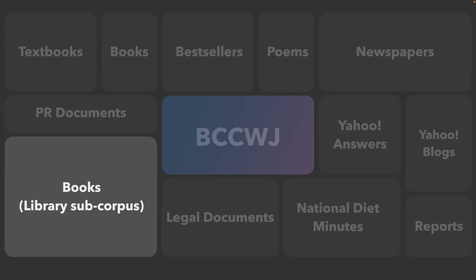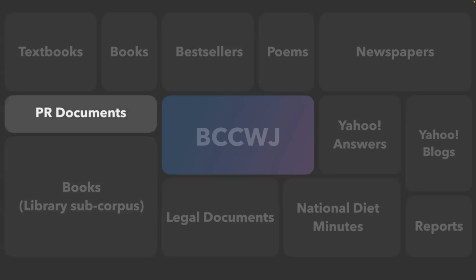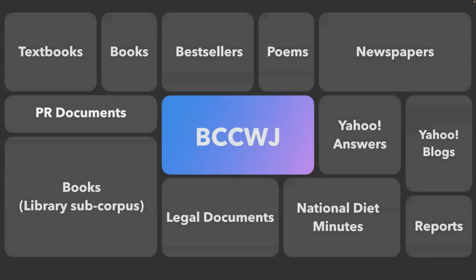Books is a random sample of books published during the 20 years from 1986 that are held in public libraries in Tokyo. The PR document is defined as the population of PR documents published in 2008 by 100 local governments selected from all over Japan. That's the BCCWJ description.